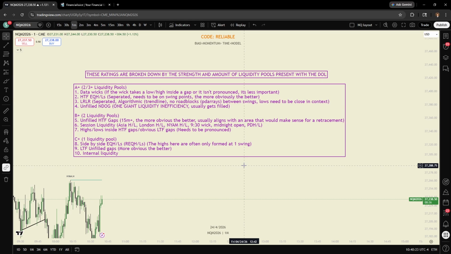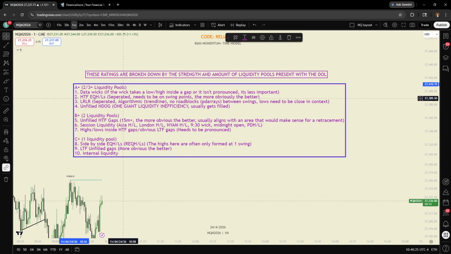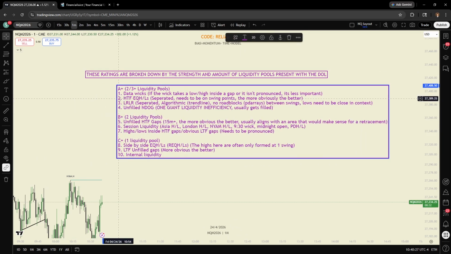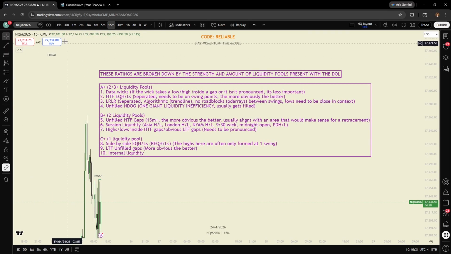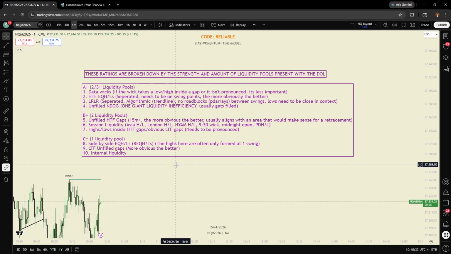Was today's equal highs considered? Yeah, so triple equal highs. That's obviously going to be really good. I think they were on the 15-minute too. So yeah, those would be considered an A plus draw.